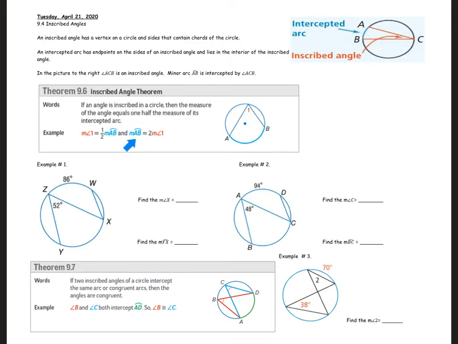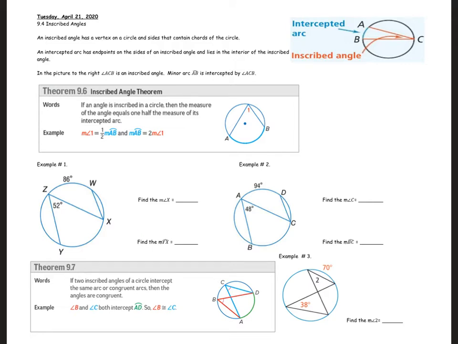And if I want to know the measure of the arc AB, if I know angle 1's measure, and I say that angle 1 right here is 25, then all I have to do is double the 25 to find the arc. So the measure of the arc is twice the inscribed angle, or the inscribed angle is half the measure of the intercepted arc. So let's get to some examples. Let's try these problems and see how we can handle them.